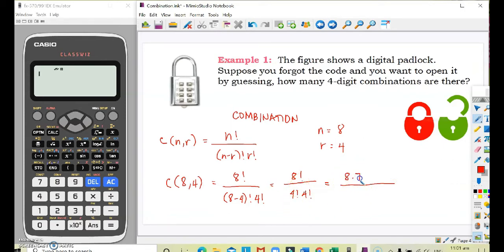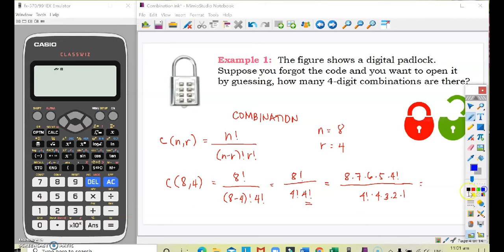So we have 8 times 7 times 6 times 5 times 4 factorial over 4 factorial times, since there's already one 4 factorial, we can expand the other item as times 4 times 3 times 2 and times 1. In that case, we can cancel the common factors, and the common factors are 4 factorial. Again, any non-zero number divided by itself is equal to 1. That's why we put 1 there.